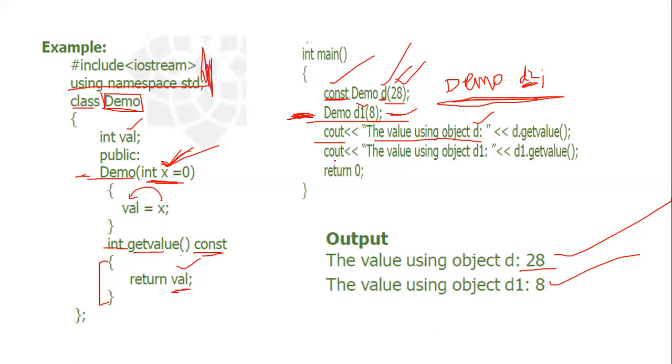Suppose you have another statement, cout, the value using object d1, again the cout operator, d2 dot getValue. The value of d2 is 0, because here we have not passed any value, right?